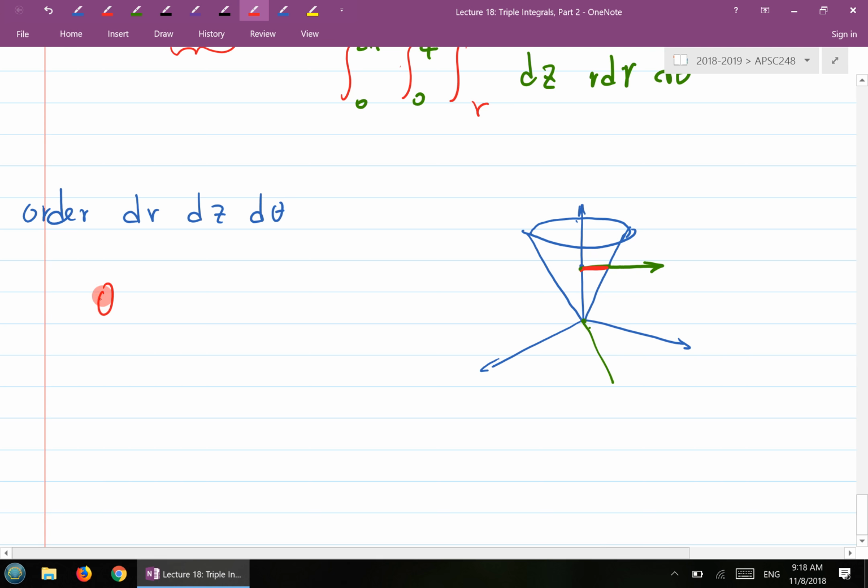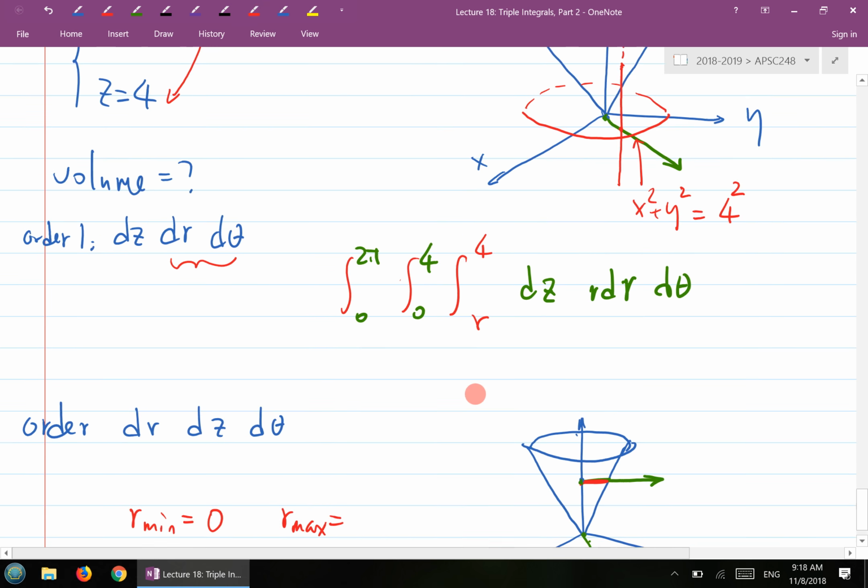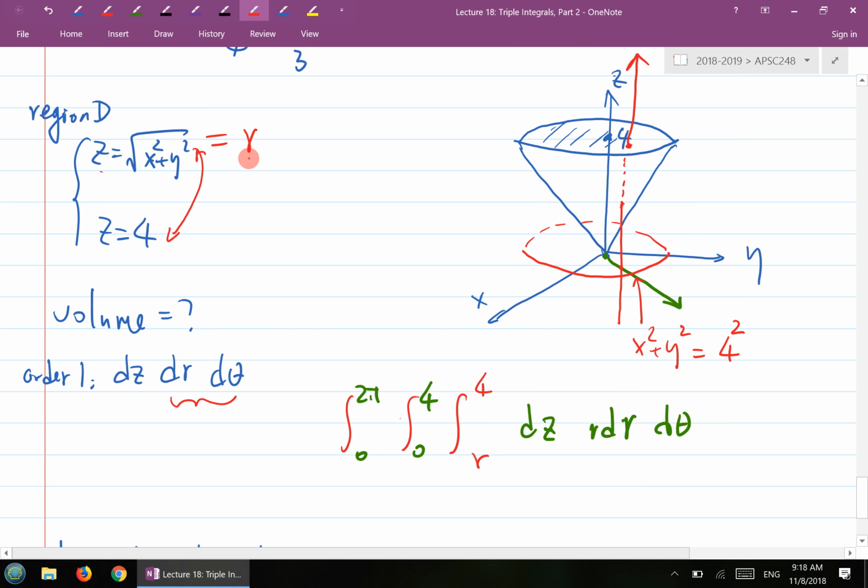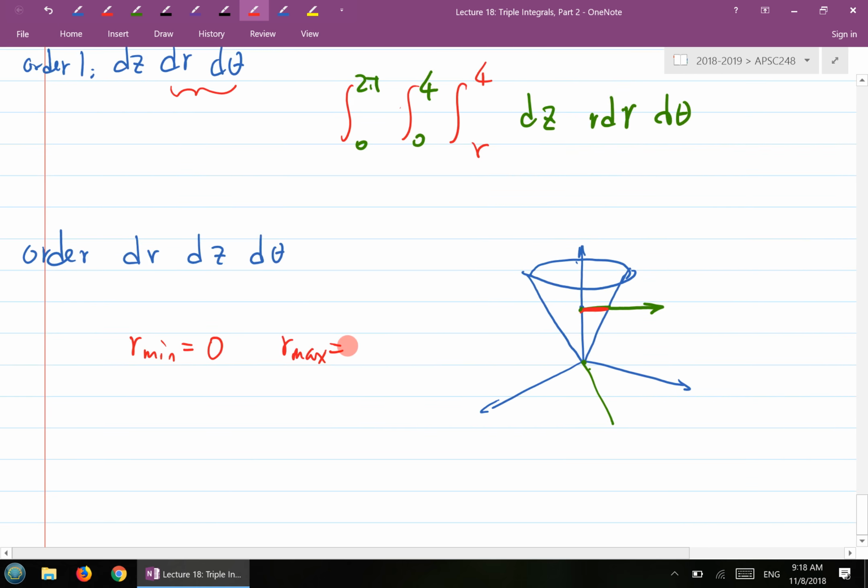But you can literally see your first contact, right? Because you scan, it basically falls onto the contact here. So your r min is 0, and your r max falls onto the surface of the cone. The surface of the cone is z equal to r. So this time r max must be z. That's the first step of scan.